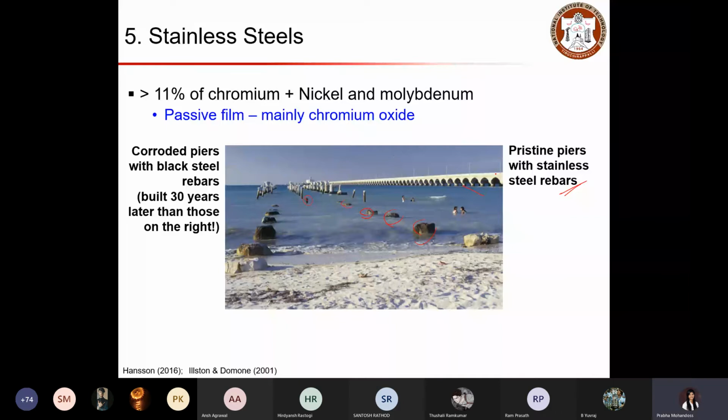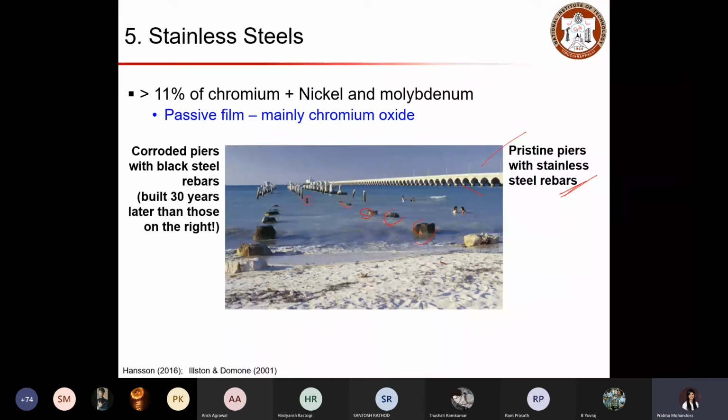So basically, this structure was constructed first, and then this structure was constructed 30 years later than this. So here the point to note is that though this was constructed earlier, this is standing in a good condition compared to this, because you used stainless steel in this case. Here the normal steel rebar was used, which is not capable of withstanding this environment, so it started corroding.